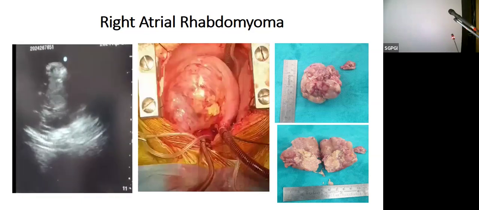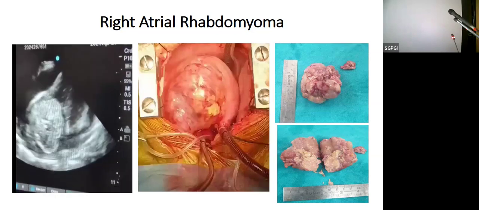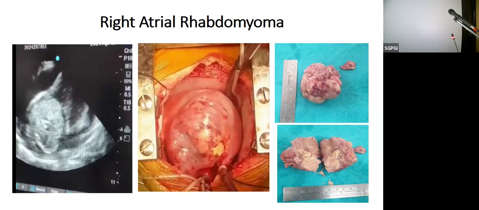You can see there is no RA. There is only tumor. This is the tricuspid valve. Only tumor, this huge tumor he was carrying. There was hardly any output from the right side. The patient presented on Sunday evening. We operated Monday morning.